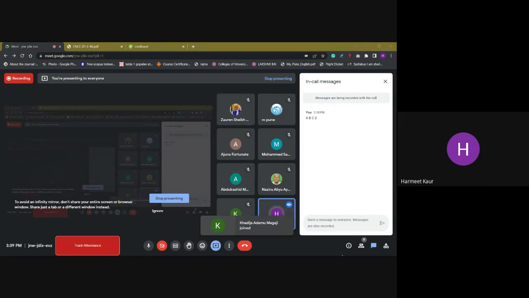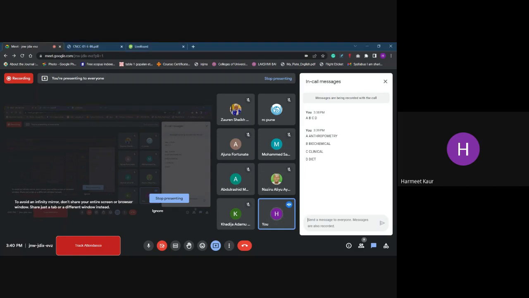So A stands for anthropometry. And I'll explain these to you. I'm writing in the chat box also. B is biochemical. C is clinical. And D stands for dietary survey. Now, is this clear? So what are the four methods of nutritional assessment? By these four methods, that is ABCD, anthropometry, biochemical, clinical, and diet, you can assess the nutritional status of anyone.